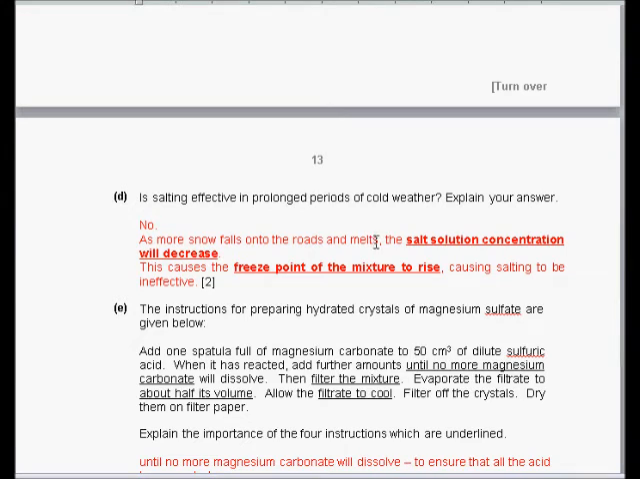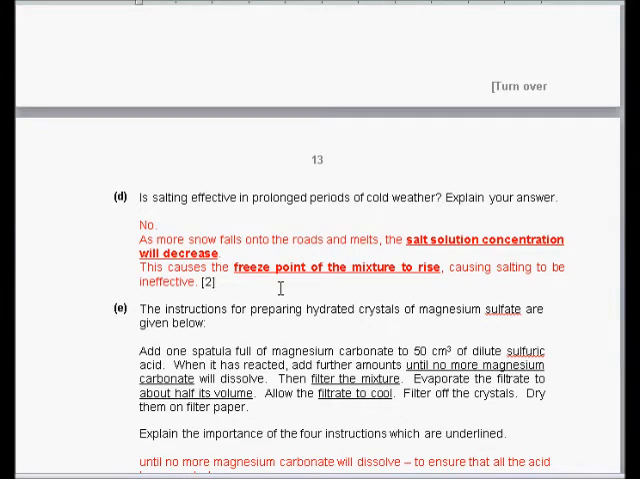Is salt effective in prolonged periods of cold weather? Explain your answer. Now, this question, I think none of you got it correct. Prolonged periods of cold weather, you have to relate. What do you mean by prolonged periods of cold weather? That means it's snowing continuously for a long time. So as more snow falls on the road and melts, salt solution concentration decreases. When that happens, the freezing point of the mixture will rise, and it will make the salt less effective in lowering the freezing point of the water.